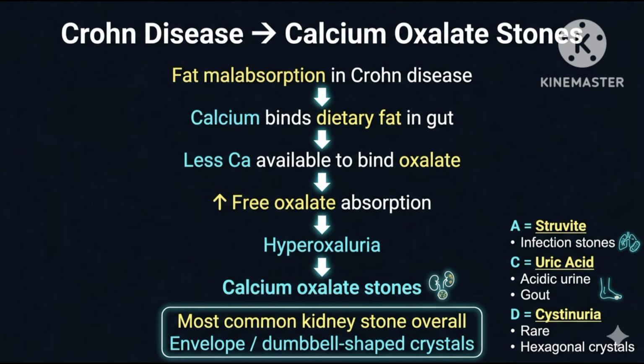Calcium binds dietary fat in the gut, so less calcium is available to bind oxalate. Increased oxalate absorption in the GIT causes an increased level of oxalates in the blood, thus increasing oxalate excretion in urine, and therefore increasing the risk of calcium oxalate stones in Crohn's disease.